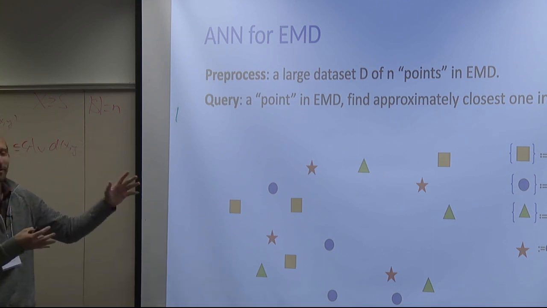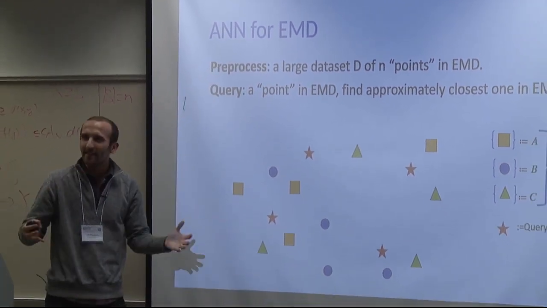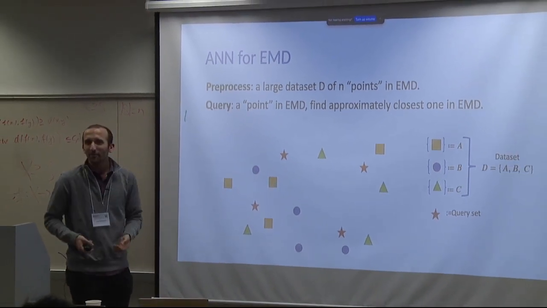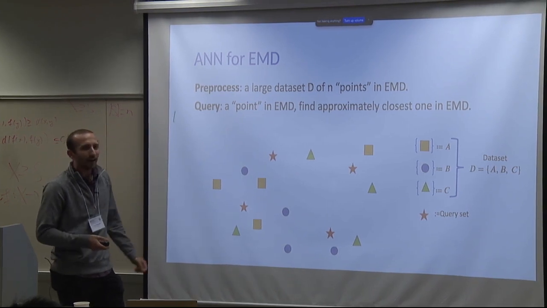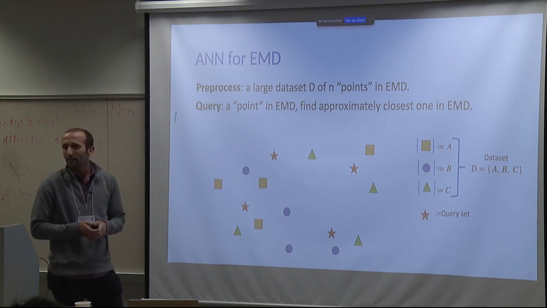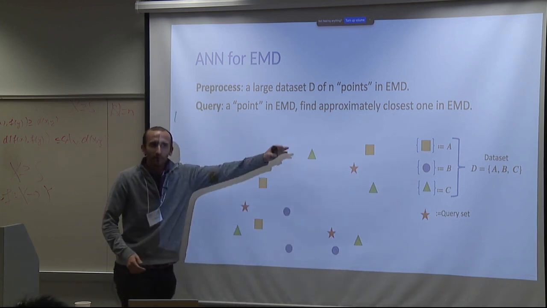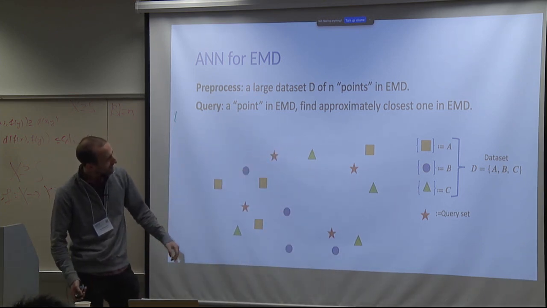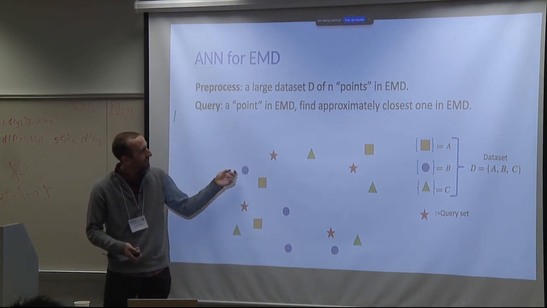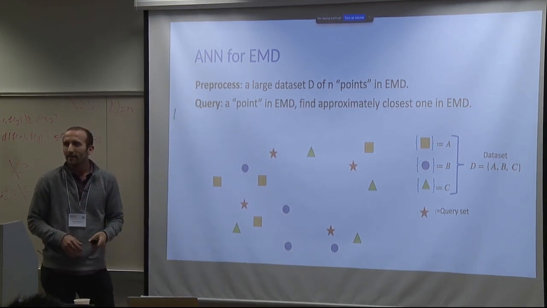So let me just tell you what the picture looks like. Here we get to preprocess an entire data set of points. And remember, each point is a subset. We want to arrange these into a data structure such that in the future, we can find the approximate nearest point, or approximate nearest subset, in my data set. In this example, I have a data set of size 3, A, B, and C, and each one of my points is really a subset of 4 elements in the corresponding metric. So we have the squares, the circles, and the triangles, A, B, and C. And now you get to preprocess. You build your data structure.